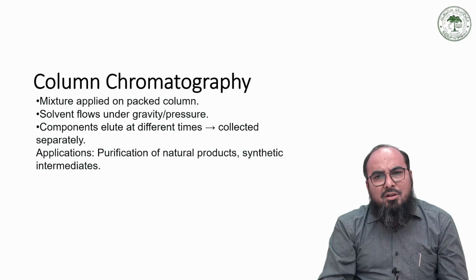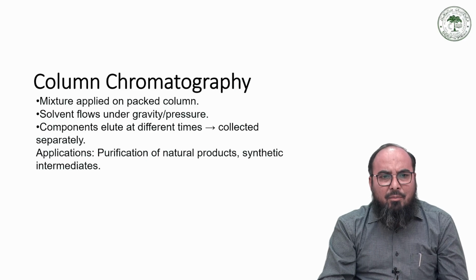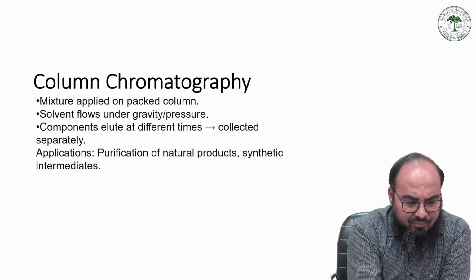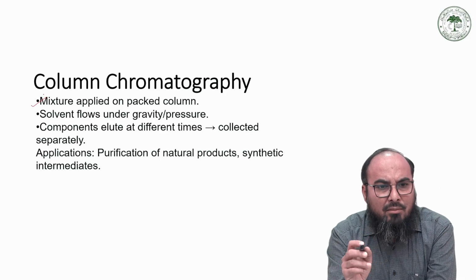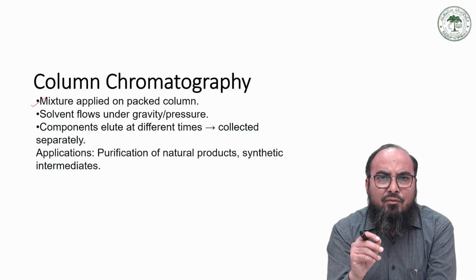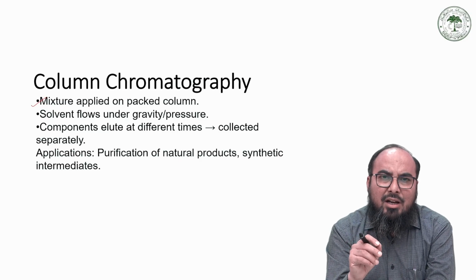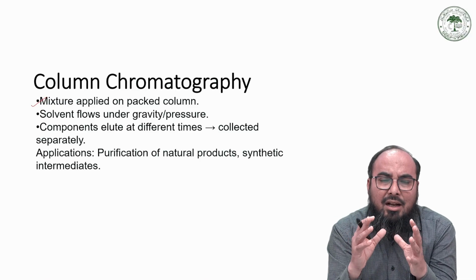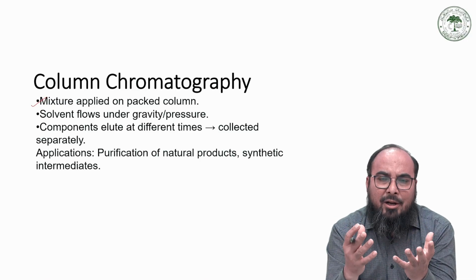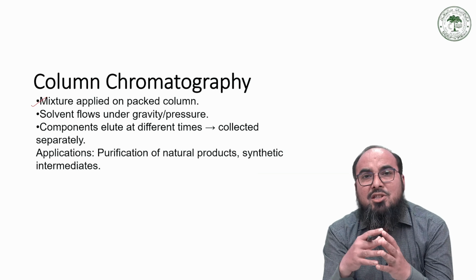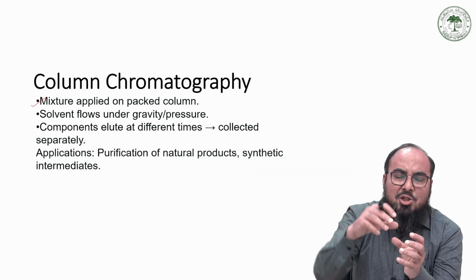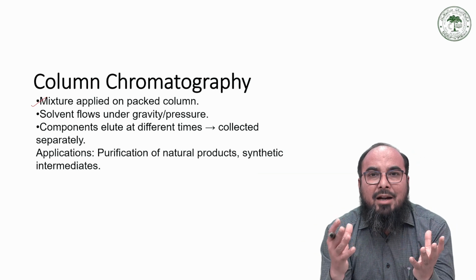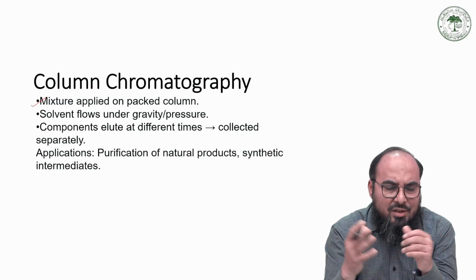Let us get some simple information about column chromatography. Here the mixture is applied on a packed column, and it was the first type of chromatography used by Michael Tswett. Actually, he took a glass column and filled it with calcium carbonate. So calcium carbonate acted as the stationary phase, and on that stationary phase he separated the plant pigments, that is, the chlorophylls, xanthophylls, etc.